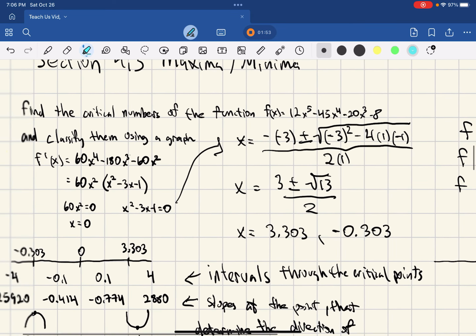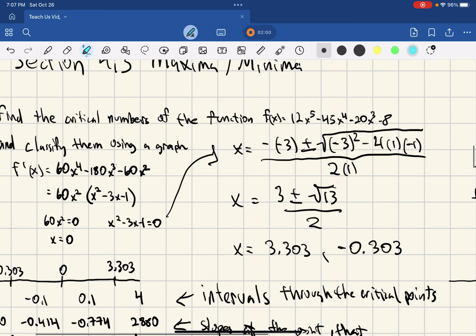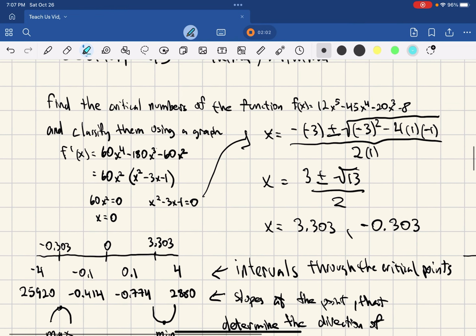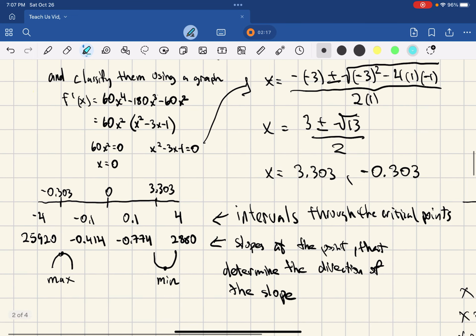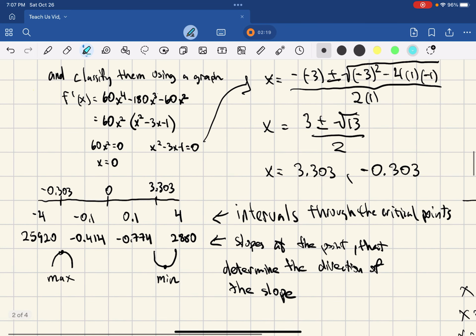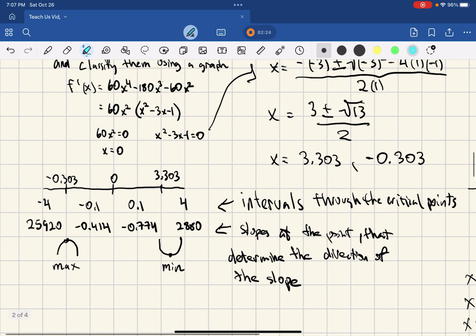So what do these three x values mean? Well, they're the critical points on the original function, where if you plug in these x values and you get a y value, the tangent line at that point, the slope is going to be 0. That's what it means.